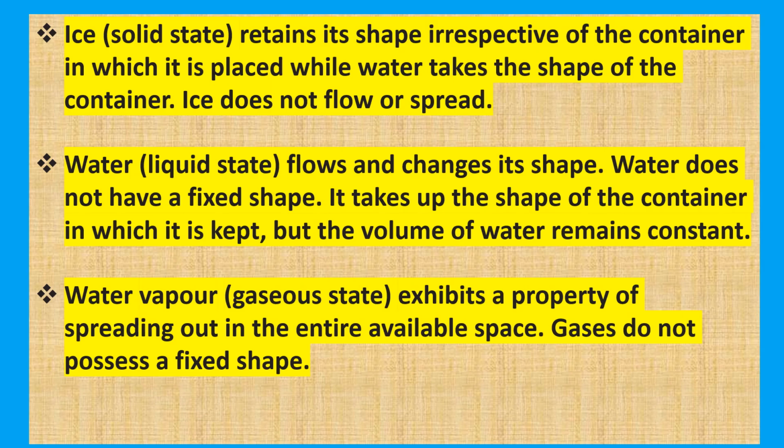Water vapor, in gaseous state, exhibits a property of spreading out in the entire available space. So water vapor spreads out in the given space. Gases do not possess a fixed shape. So gas की कोई fixed shape नहीं होती है. In this case only ice is the one जिसकी fixed shape है, बाकी किसी की fixed shape नहीं है. और जब ice melt हो जाएगी तो वो जिस कंटेनर में होगी उसकी shape ले लेती है.